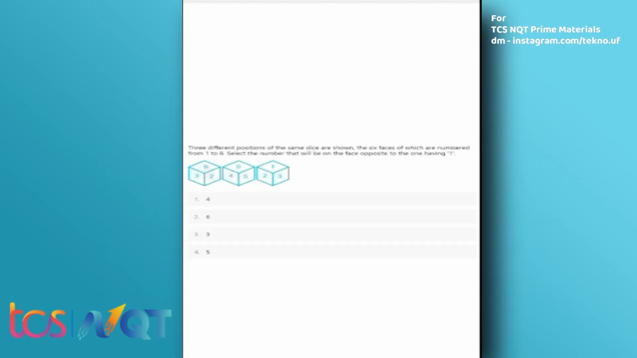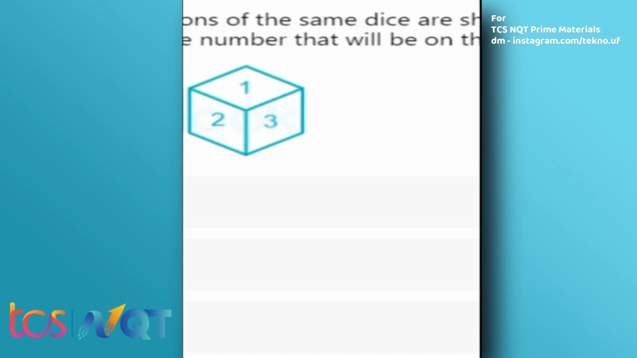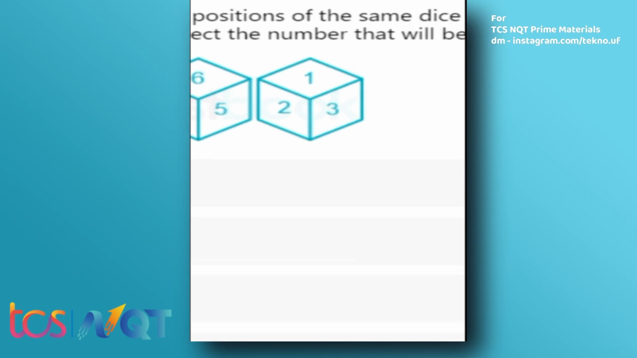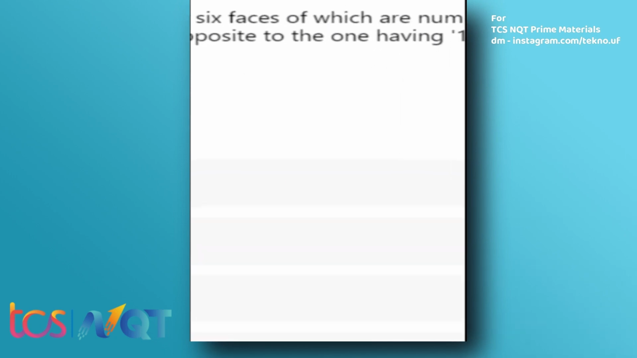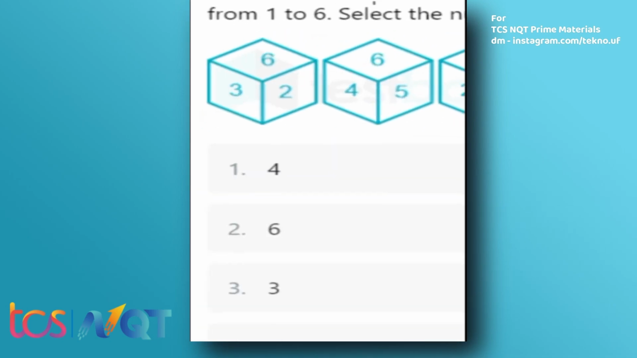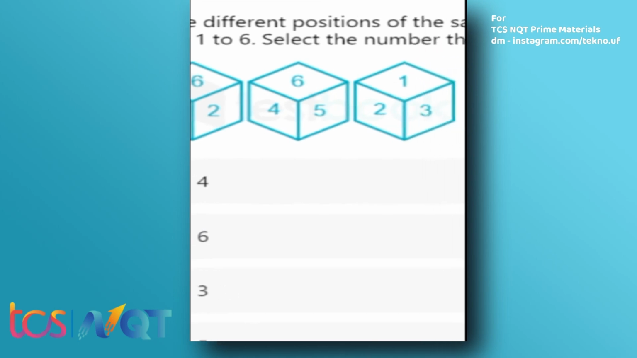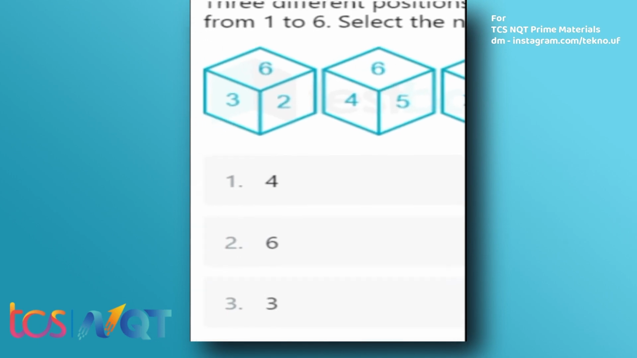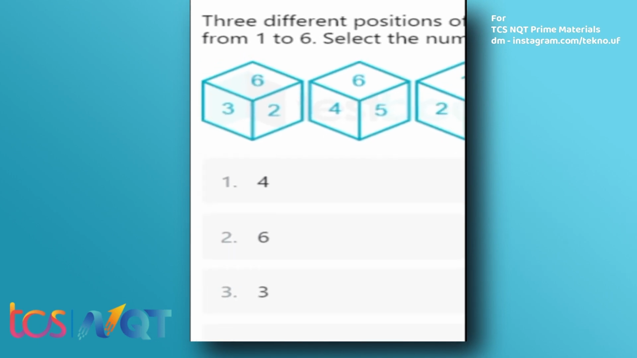So this is the first problem. I hope you will pause the video and solve the problem. Let me solve this. I hope your answer will also be the same as my answer. The problem statement is: select the number that will be on the face opposite to the one having 1. So you have to pick the value which is opposite to 1. In this case, you have been given 3 cubes. But as I have said, just pick only 2 cubes in which a common value is present. As you can see in 1 and 2, the common value 6 is present.